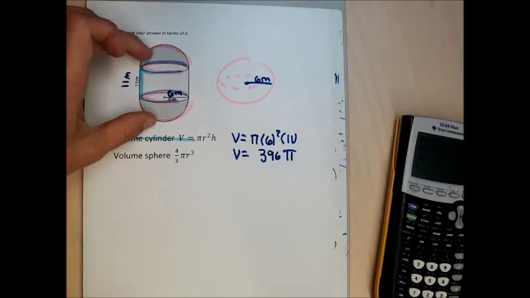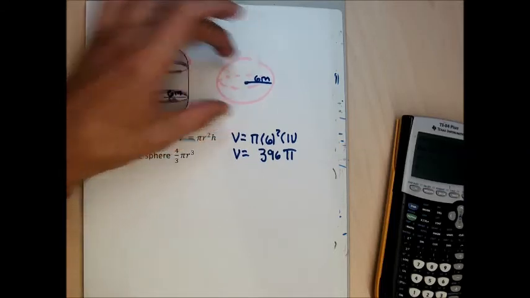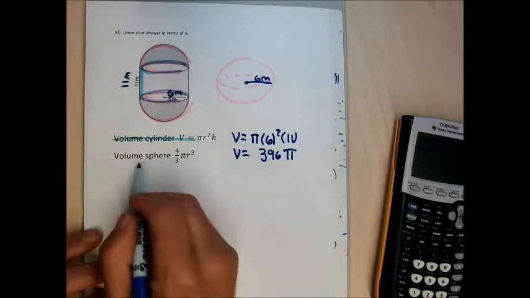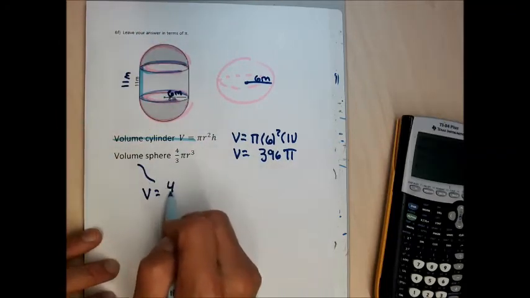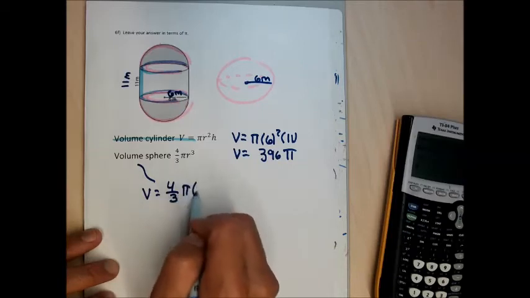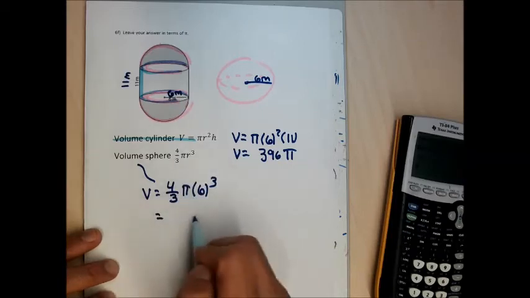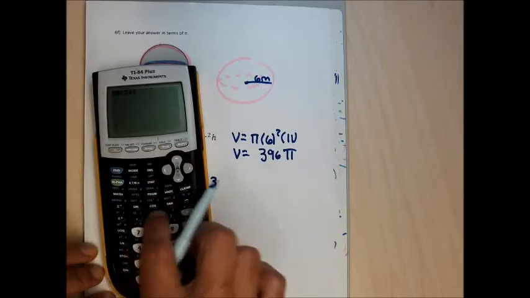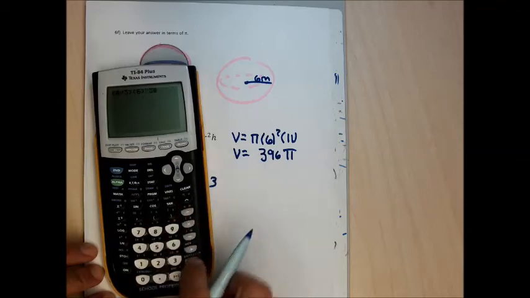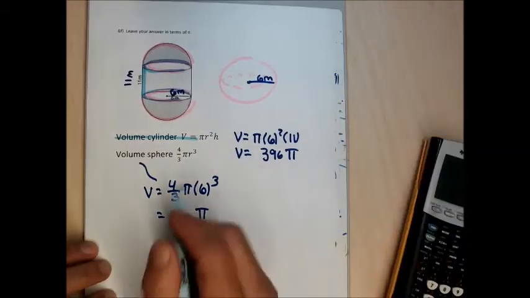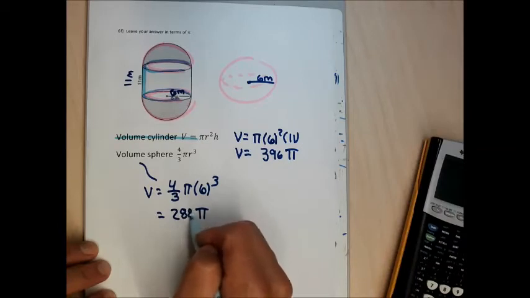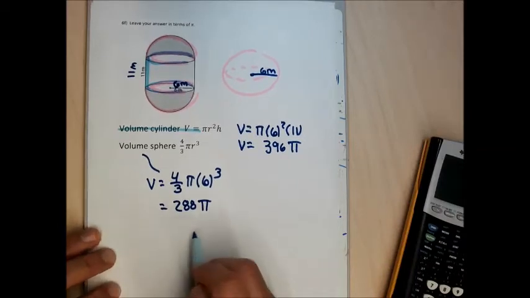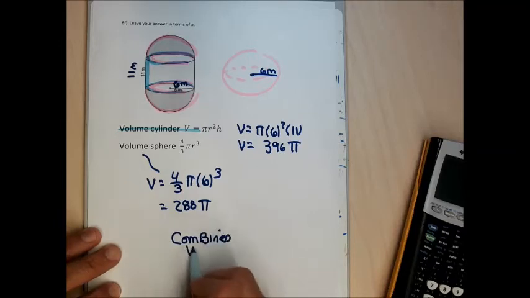So the volume of the top and the bottom combined, I'm going to do one computation of a volume of a whole sphere because these together make a whole sphere. So this part, the volume is going to be 4/3 times pi times 6 cubed. I'm going to leave the pi and figure out what 4/3 times 6 cubed is. That's apparently 288. So the volume of the sphere numerically is 288 pi. I need to add these together. So the combined volume is going to be my answer.